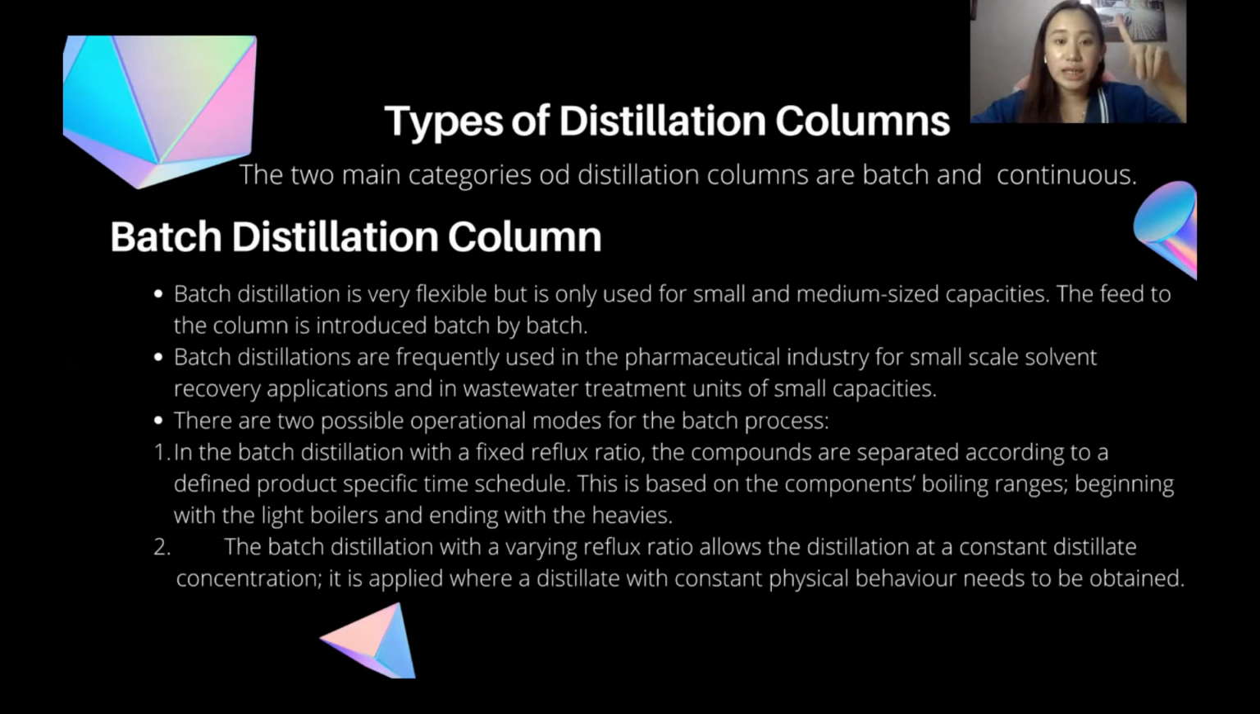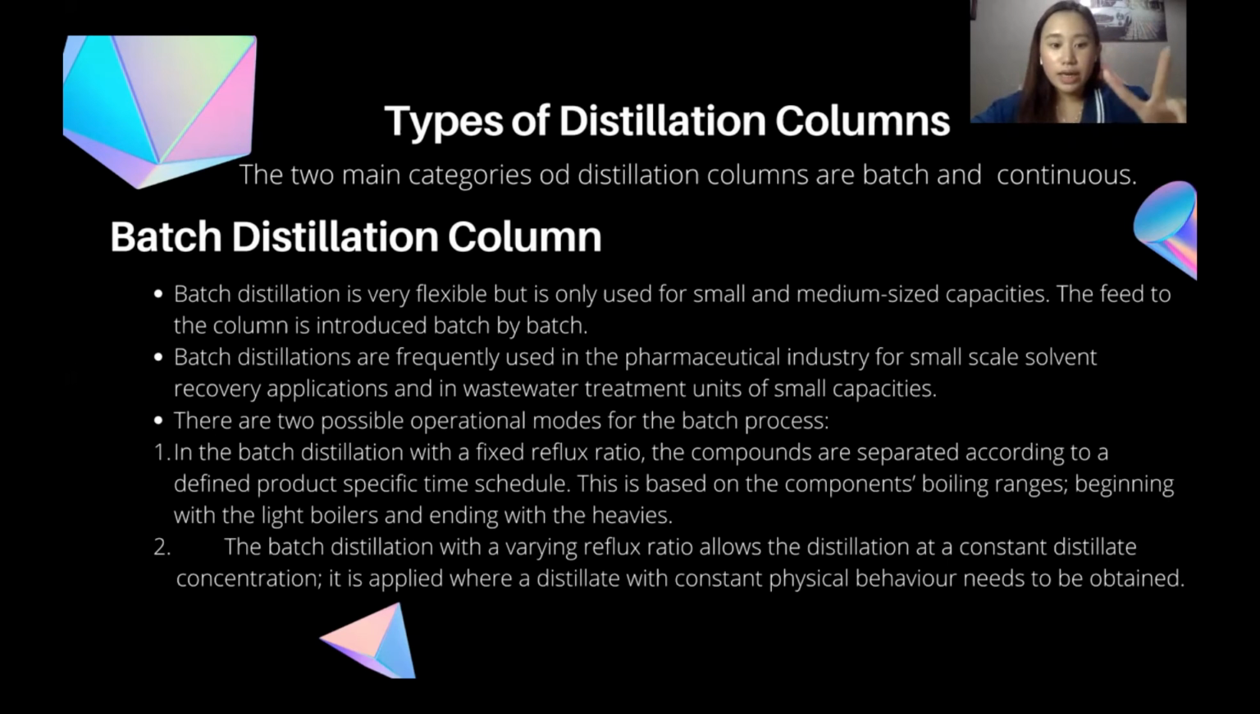The first one is that the batch distillation has a fixed reflux ratio. What happens here is that the compounds are separated according to a defined product-specific time schedule. This is based on the components' boiling ranges, beginning with light boilers and ending with the heaviest.